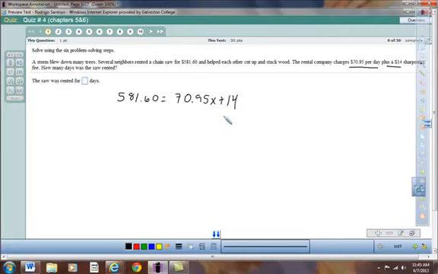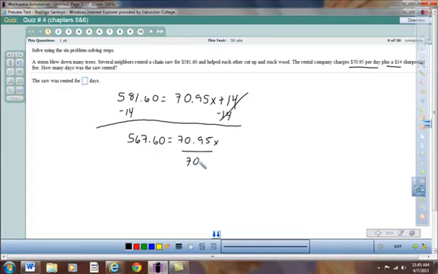So now we want to get X by itself. We subtract 14 from both sides. That will cancel if we do 581.60 minus 14. It's going to give us a solution of 567.60 equal to 7.95x.